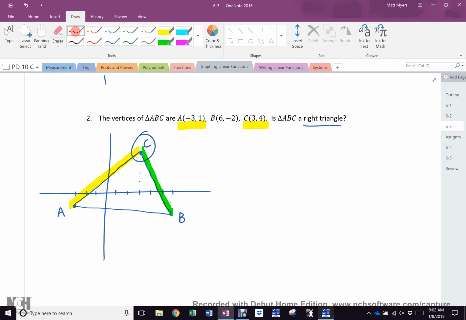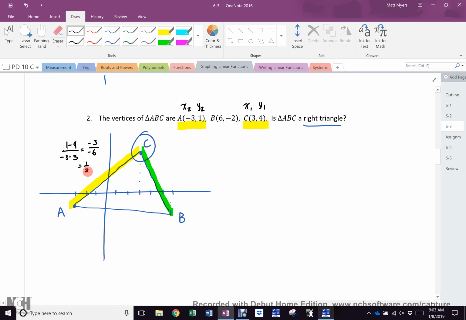2. Okay? So I'm going to make this guy Y2. What does that make this guy? Or sorry, this guy. X1. What does that make this guy? Y1. Check the yellow slope. What is it? 1 minus 4 over negative 3 minus 3. What's 1 minus 4? And what's negative 3 minus 3? Negative 3 over negative 6 is positive 1/2.